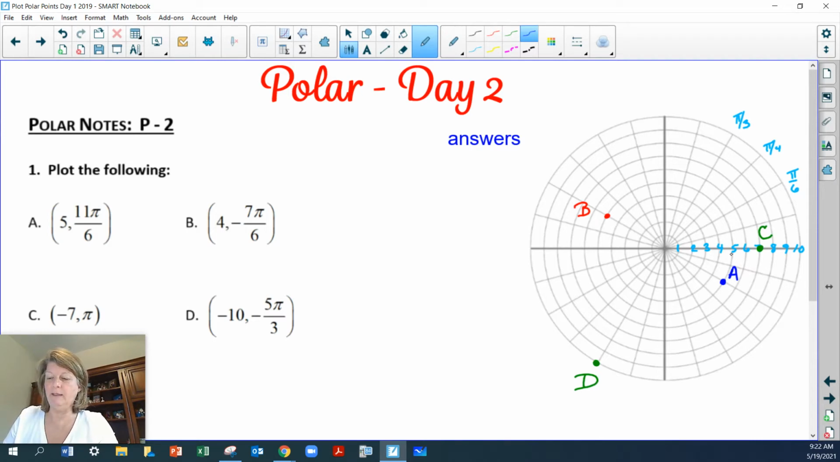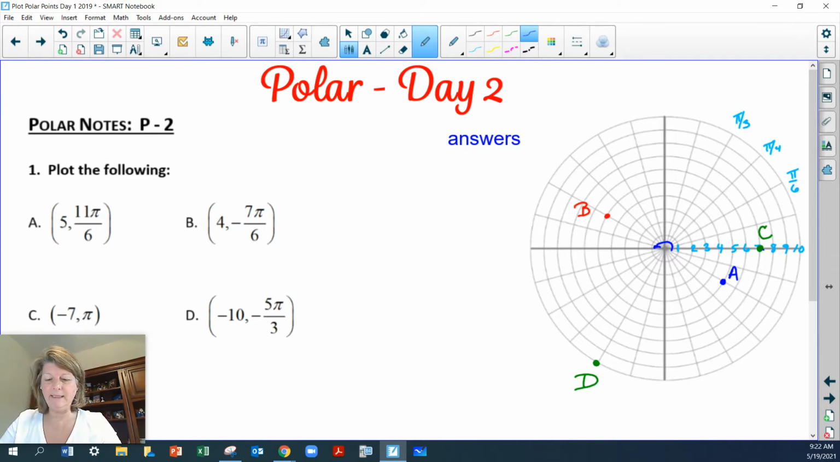Because we would have moved -7, swinging around this way, -7 pi over 6. And then 4 is positive, so it stays where I landed with my angular motion. And then part C, that had pi, so I swung around to pi, out 7 units, but it was -7, so it bounces it back through the pole, over to the polar axis, actually.